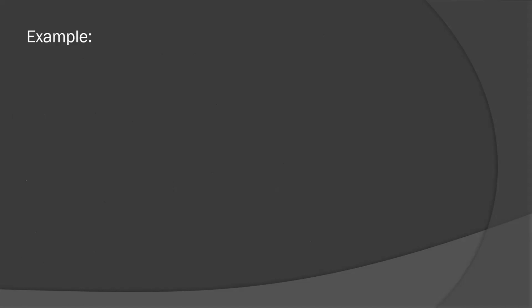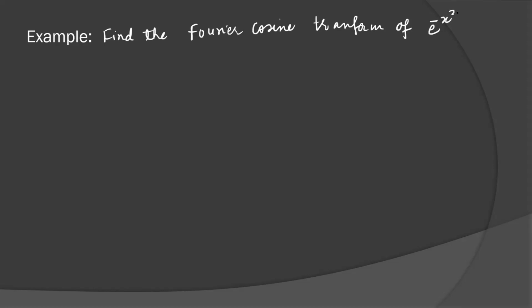First problem I am going to solve: find the Fourier cosine transform of e to the power minus x square. If you remember my lecture 1, we already discussed the Fourier transform of this function. Today I am going to discuss the Fourier cosine transform of this function. So let's see the solution.